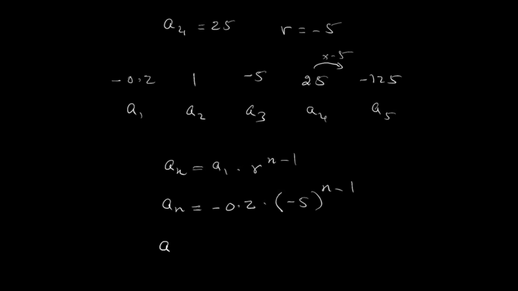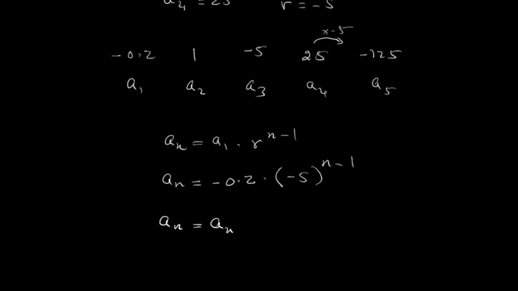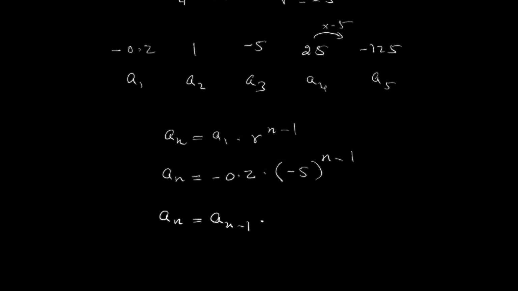Let's find the recursive formula. We say aₙ is equal to aₙ₋₁ times the common ratio. What is the common ratio? It's -5. We should add the first term, so we say a₁ is equal to -0.2, and those are together.